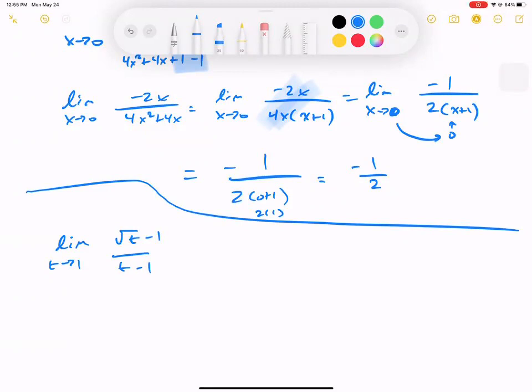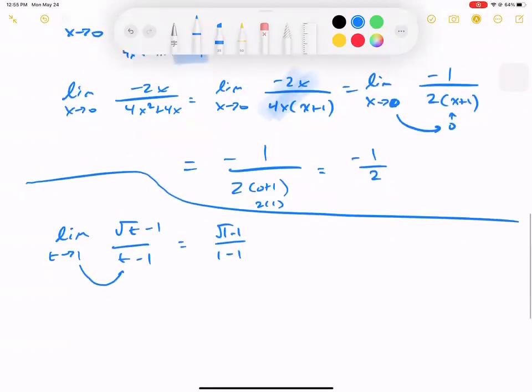Now let's go ahead and plug in our t value, plug in 1. That's going to be the square root of 1 minus 1 over 1 minus 1. Let's make sure that makes sense. t is 1. I don't write limits because we're plugging it in. That's going to be 1 minus 1 over 1 minus 1. We end up with 0 over 0. Indeterminate. Indeterminate means find another way.